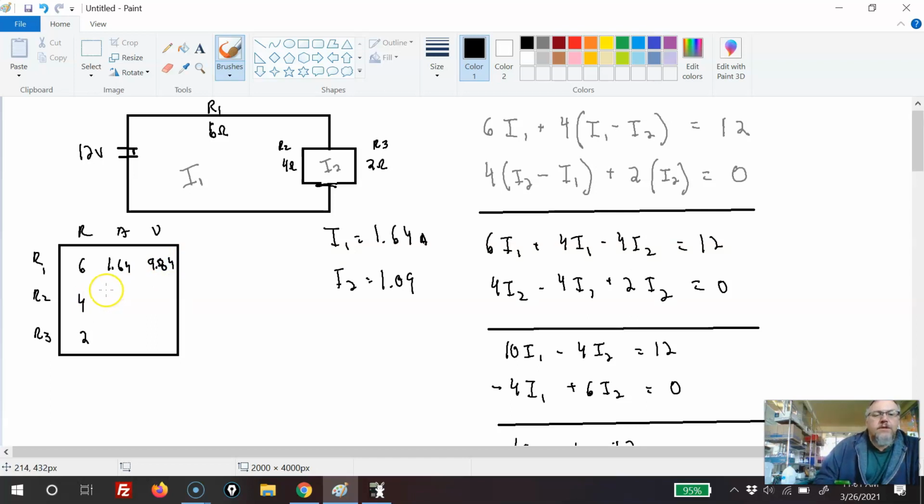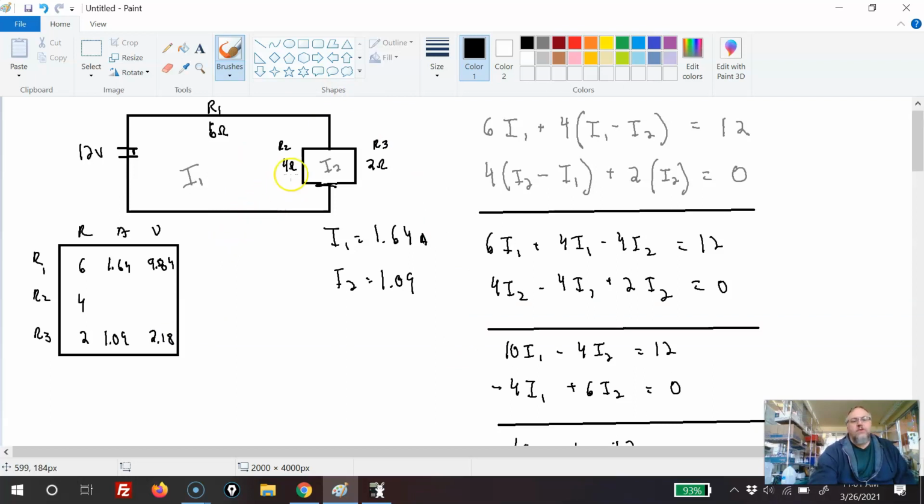4 is a little confusing. We'll come back to him, right? But first, let's do this guy down here. He's all by himself, so I can put 1.09, so 2 times 1.09. 2 times 1.09 is 2.18. 2.18 volts, okay?